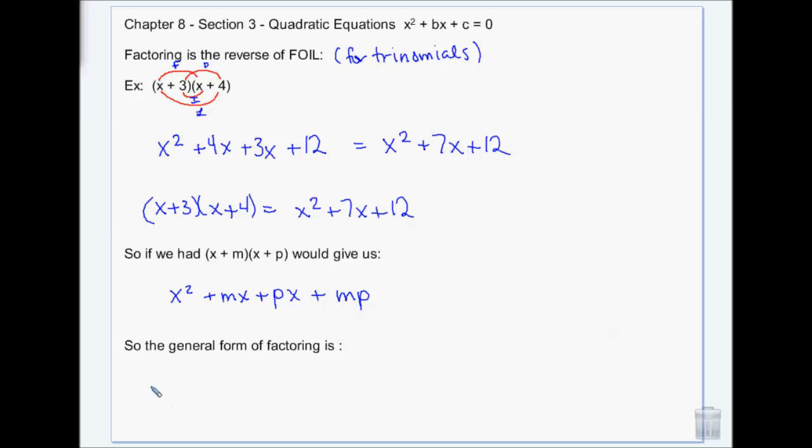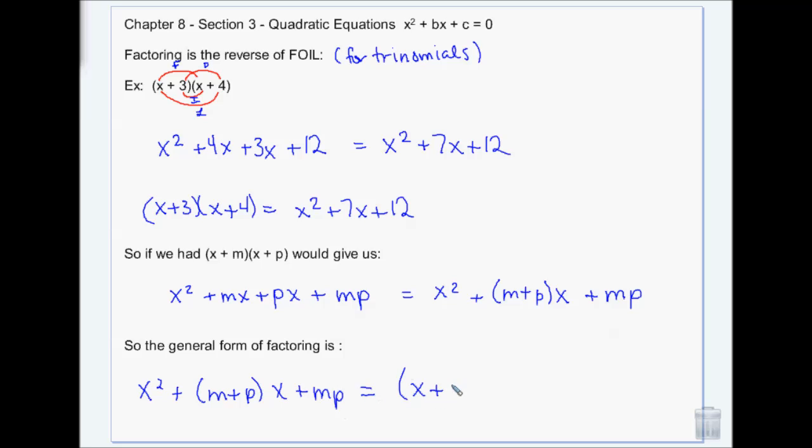So the general form of factoring, well, let me take that one step further. These are both x's, so I could say x squared plus (m plus p) times x plus mp. So if I have that, that would factor to this.